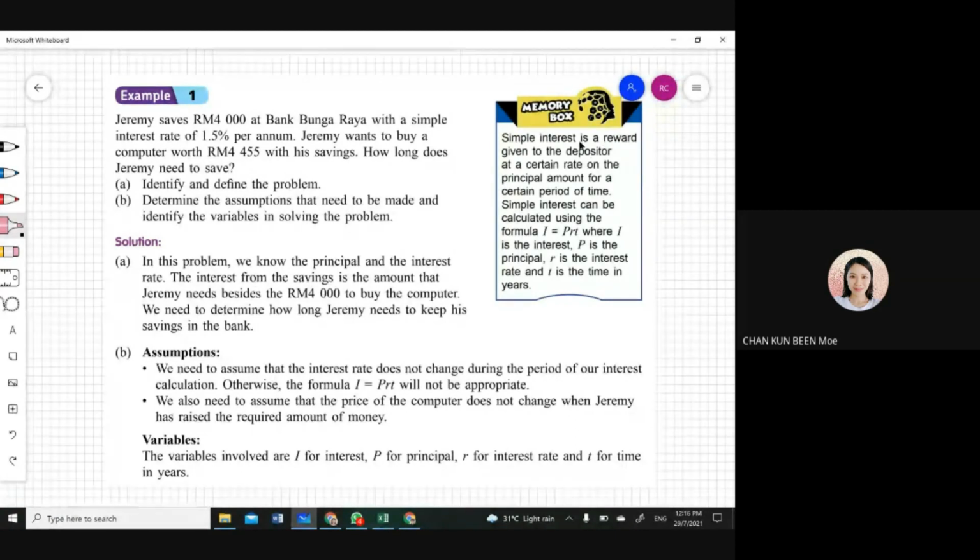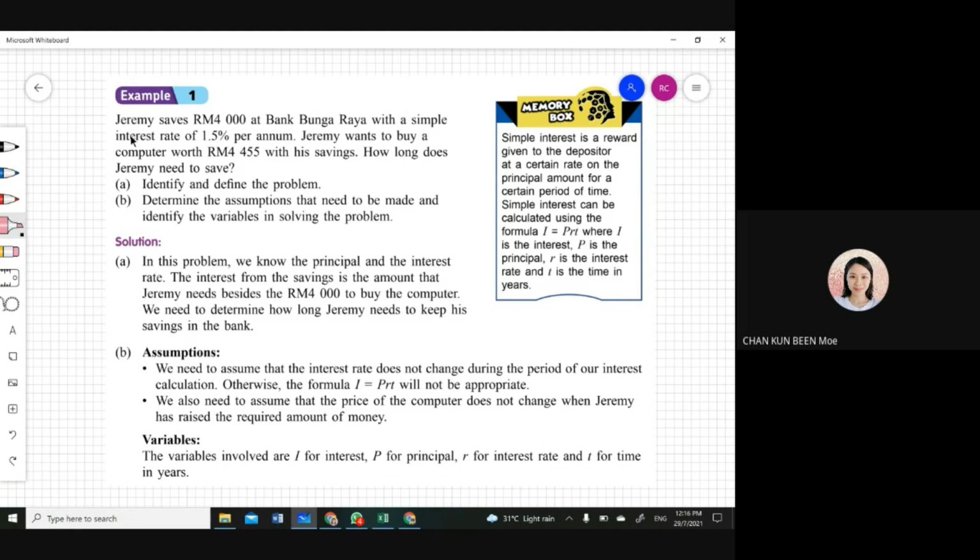Okay, now we look at the memory box first before we enter into this. This one is about simple interest. You learned this in Form 3. It's a reward given to the depositor at a certain rate on the principal amount for a certain period of time. Simple interest can be calculated using the formula I equals PRT, where I is the interest, P is the principal, R is the interest rate, and T is the time in years. So this one is just like a fixed deposit to represent the simple interest.